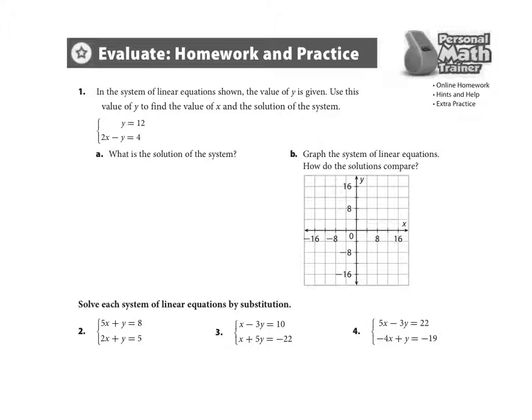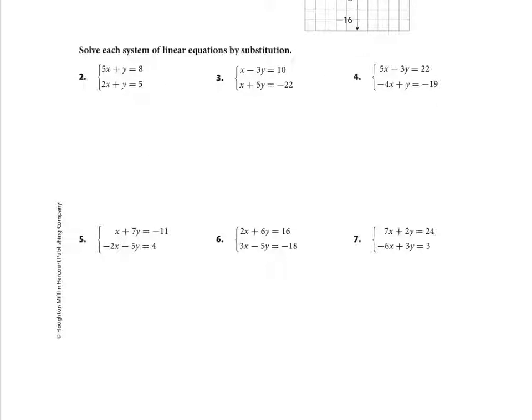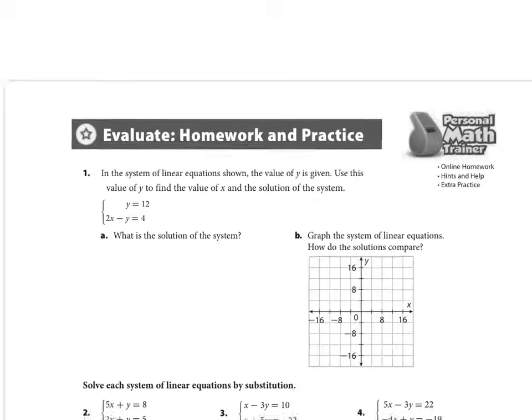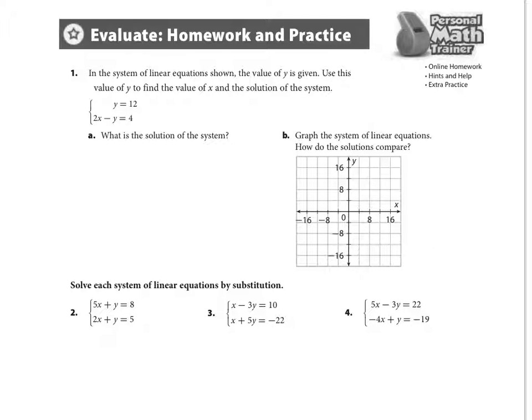So for this, you are doing page number 497, and you are going to be doing numbers 1 through 19 odd.